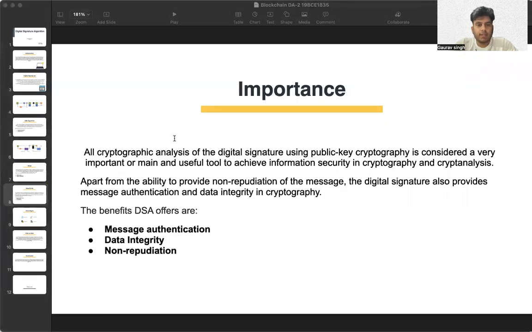Now coming to the importance of digital signatures. Cryptographic analysis of digital signatures using public key cryptography is considered a very important and useful tool to achieve information security in both cryptography and cryptanalysis. Apart from the ability to provide non-repudiation of the message, the digital signature also provides message authentication and data integrity in cryptography.